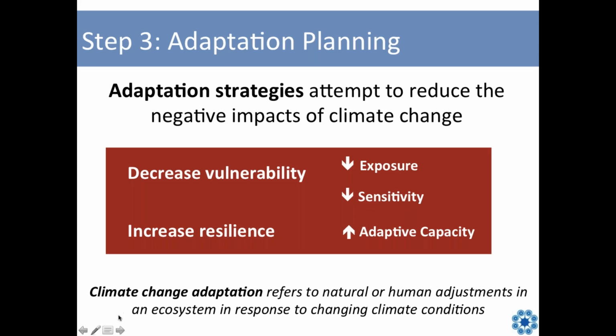Then we identify adaptation strategies that attempt to reduce the negative impacts of climate change by either decreasing vulnerability or increasing resilience of the focal habitat. We can do that by addressing any or all of the three components of vulnerability, by reducing exposure and sensitivity, or enhancing adaptive capacity.